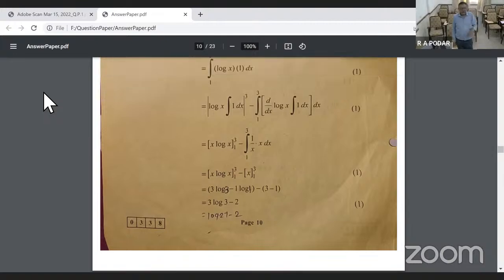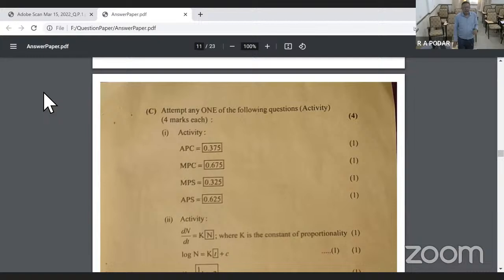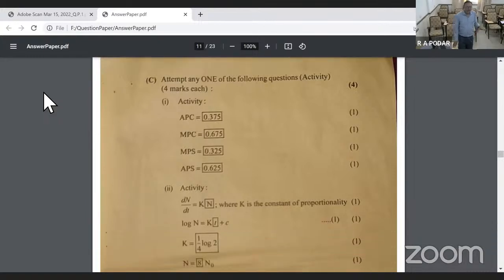So next we can see. This is the activity question. For APC, MPC, MPS, APS, all 4 values, if you write down 4 boxes, you get the full credit. For 1 box, 1 mark is allotted here. You can note this down.